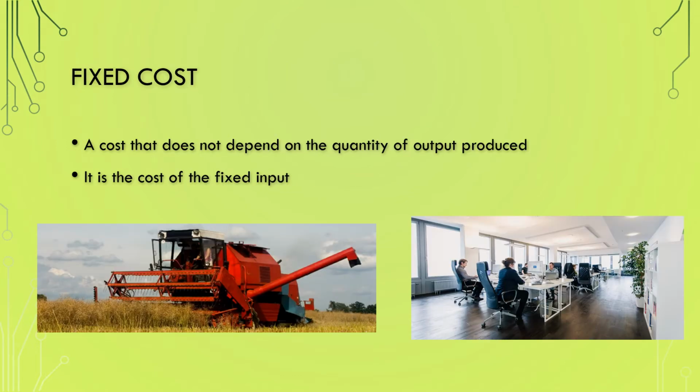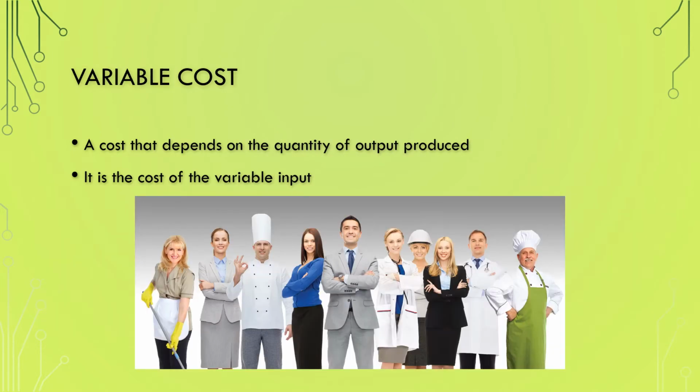Alright, so a fixed cost, like we talked about in the last video, fixed input and variable input. A fixed cost is a cost that does not depend on the quantity of output produced. It is the cost of the fixed input. So if we own the machinery or we are renting it, renting the office space, again, that is our fixed cost. Variable cost depends on the quantity of output produced, the cost of the variable input.